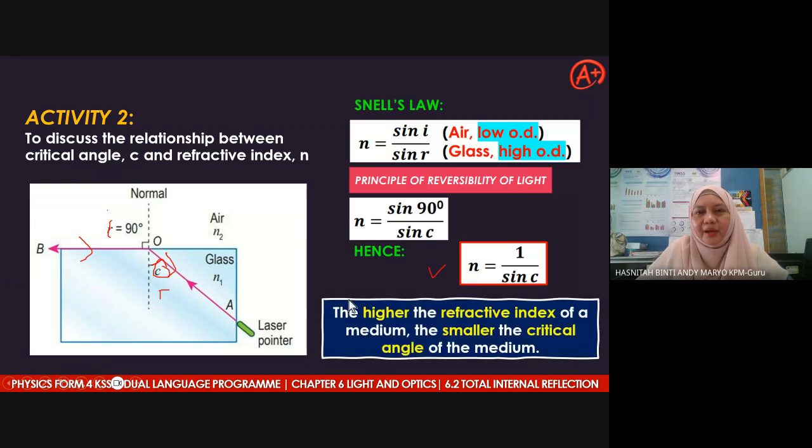From here, the higher the refractive index of the medium, the smaller the critical angle. From this equation, you can understand n is inversely proportional to C. I repeat, n is inversely proportional to C, which means when n is higher, C will be lower, and vice versa. When n is lower, C will be greater, a bigger angle.